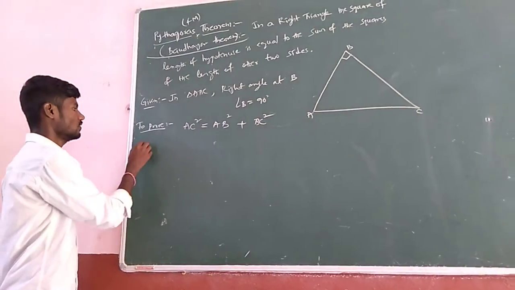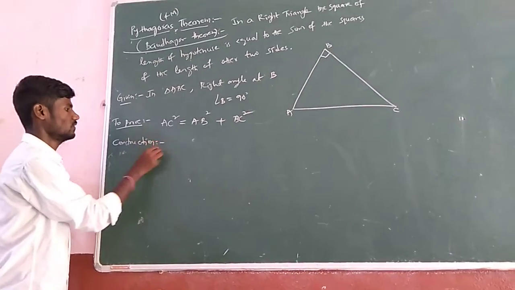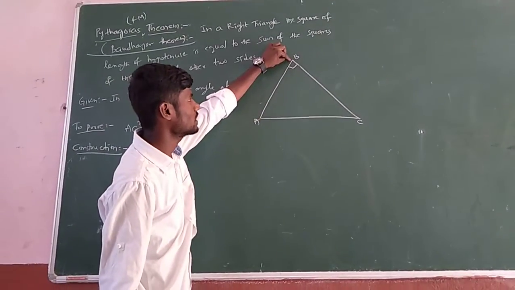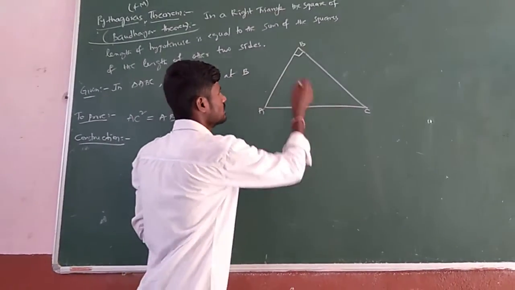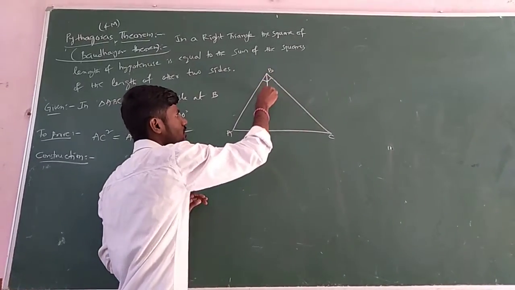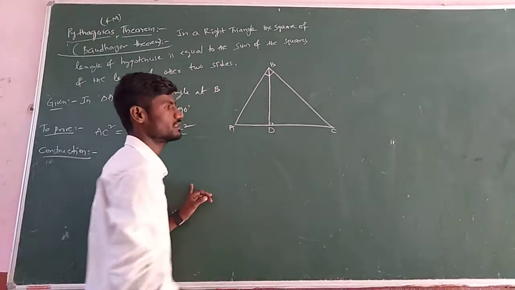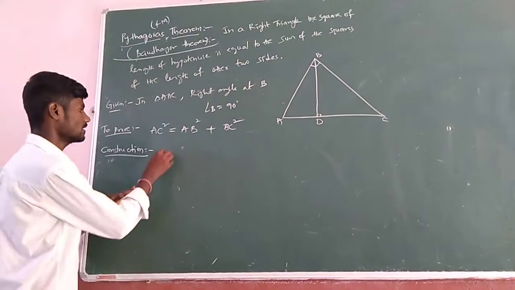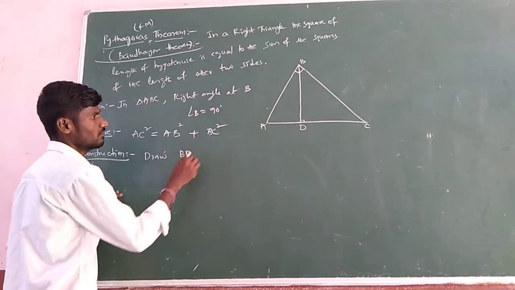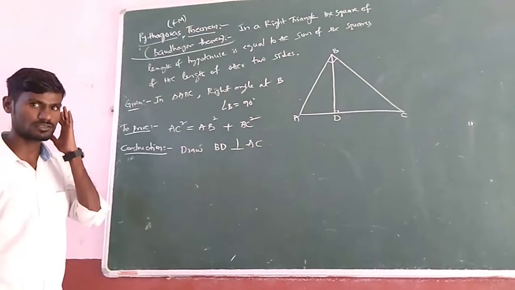Now to prove it we need to do some constructions. What is that construction? From the right angle we are taking a perpendicular onto side AC, that is, onto the hypotenuse. Let us take this point as D. Let us write that construction: draw BD perpendicular to AC.